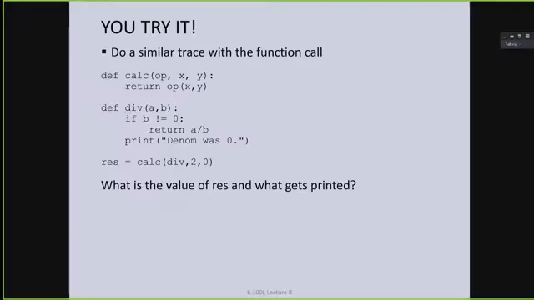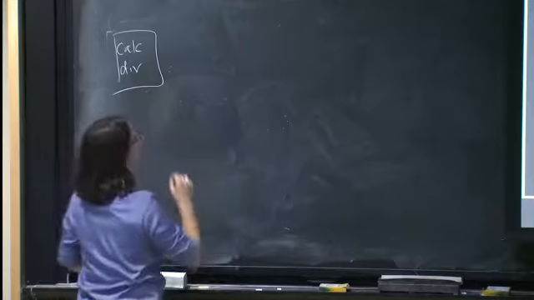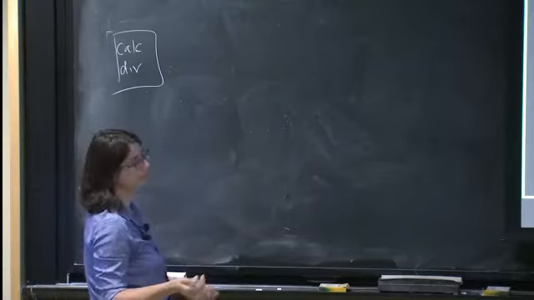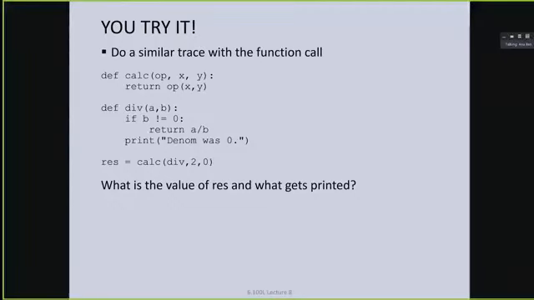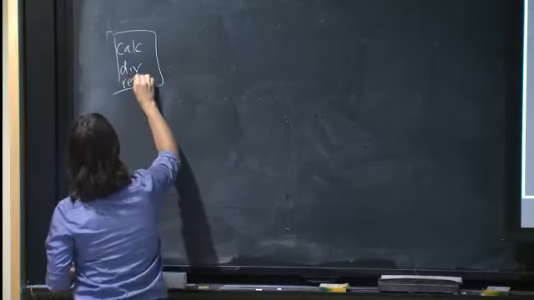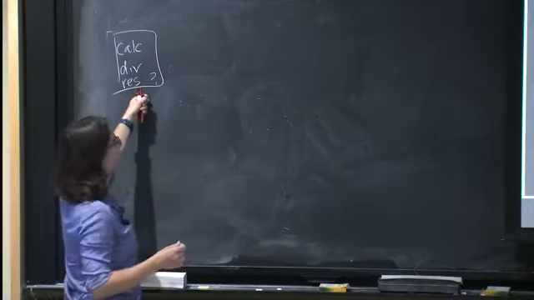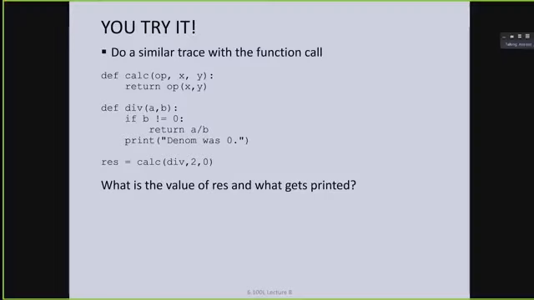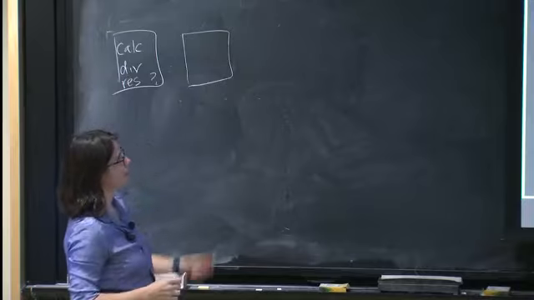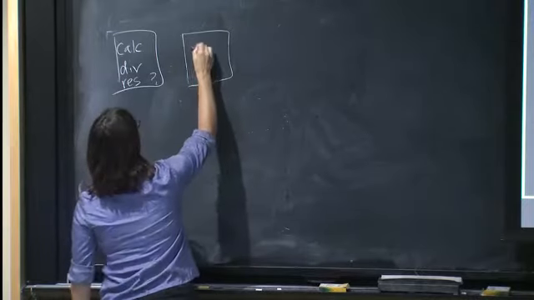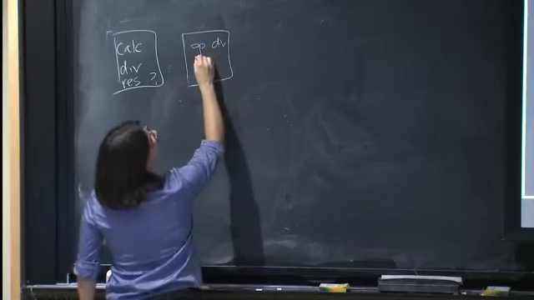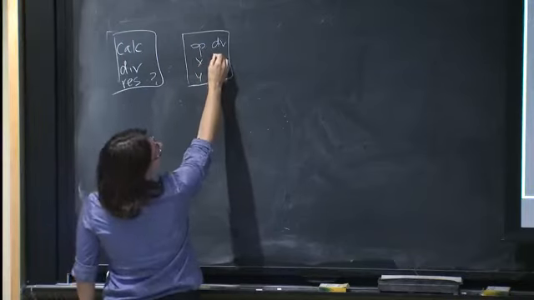So in the main program, what do I have? Yep, calc and div are my functions. Which one? Yep, res will be the result. And the res, we will have a question mark because we don't know what it is yet. And what's the first thing I need to do? Yeah, make a new scope, exactly. So that's the scope of calc, and we're going to map op to div. What do I have? X and Y to 2 and 0.